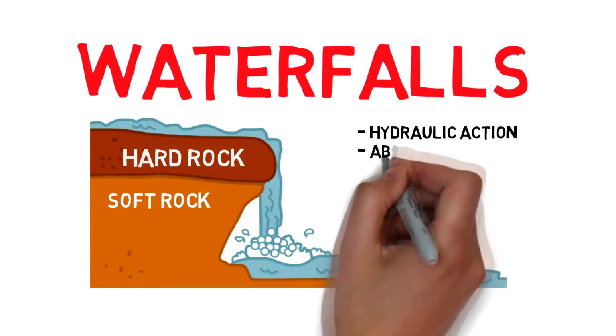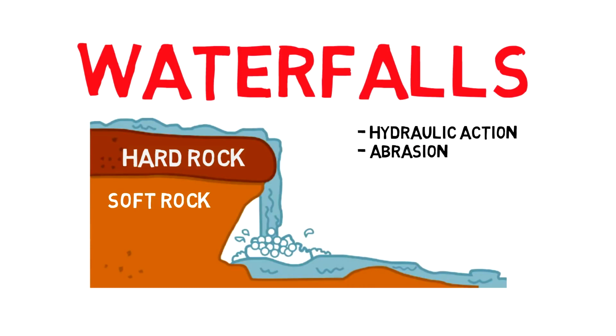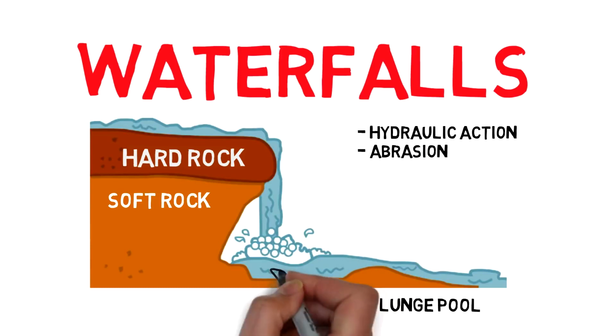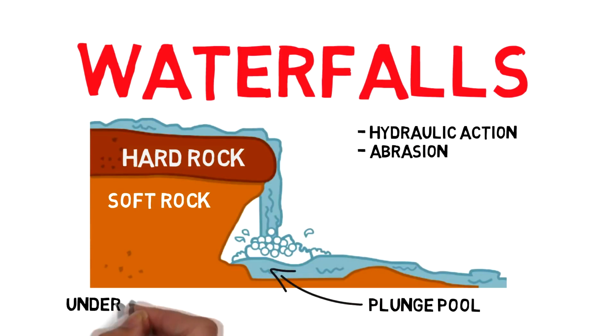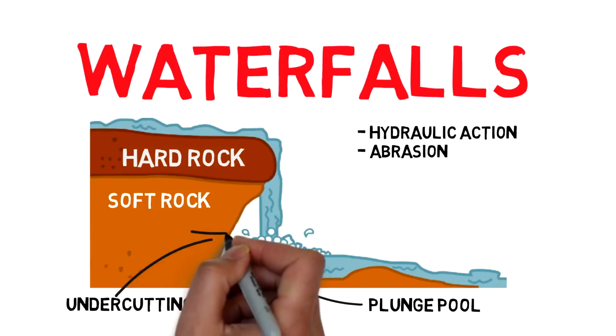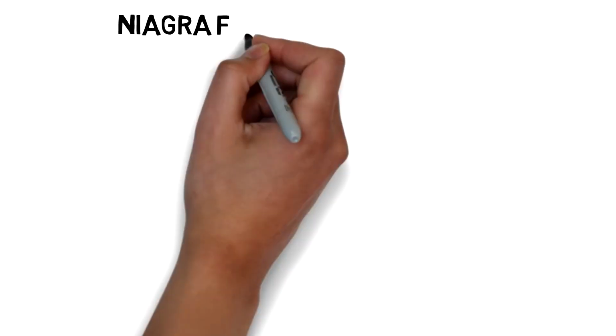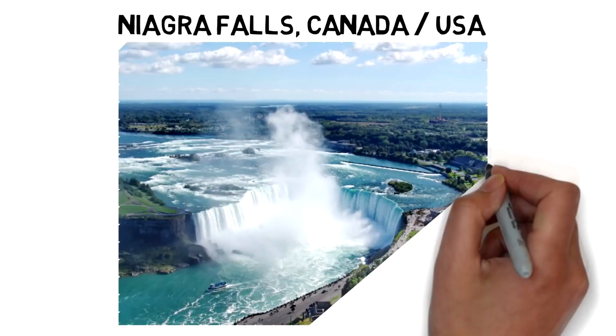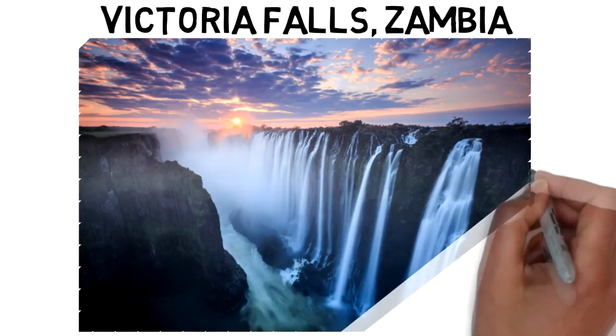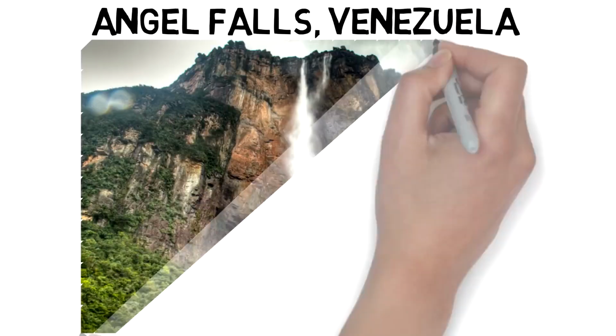The main types of erosion here are hydraulic action and abrasion. Falling water and stones create a plunge pool in the soft rock. The hard rock above the plunge pool is undercut and collapses. This causes the waterfall to erode upstream over many years. Some well-known examples of waterfalls include Niagara Falls in Canada, Victoria Falls in Zambia, and Angel Falls in South America.